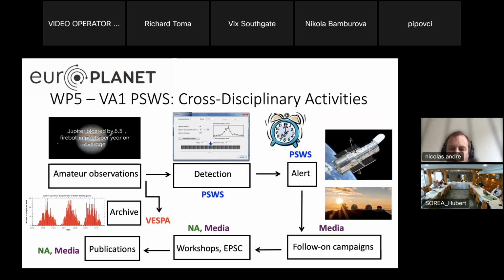And so we propose some following observations of this event with the big observatories. And then we have the media also alerted in order to make the story popular and get more people involved in this particular detection. And then we have workshops organized at Europlanet Planetary Science Congress at different locations in order to really have everybody involved and discuss the event. And then finally, we have an archive of all these observations, the virtual observatory, VESPA, and we publish the results. And this was very efficient in the last program. We had very nice stories to tell about this, and we are glad that was developed and still used by all this community.